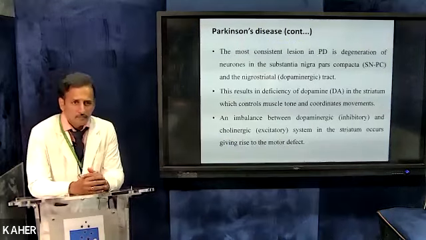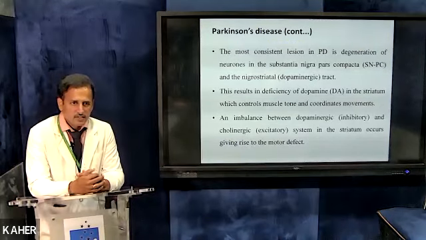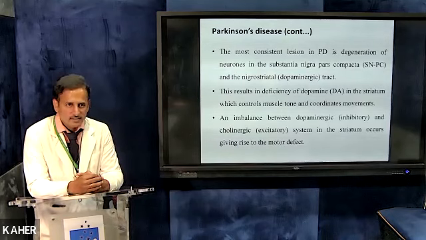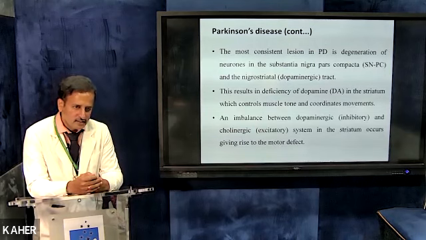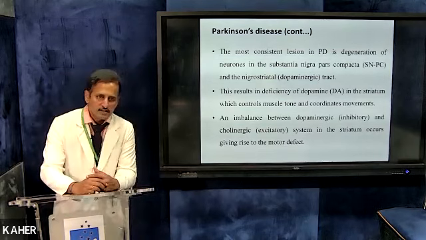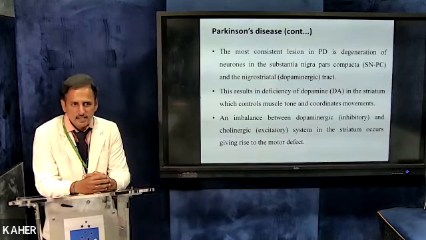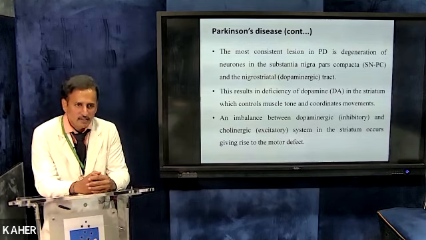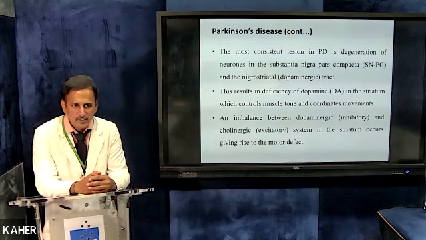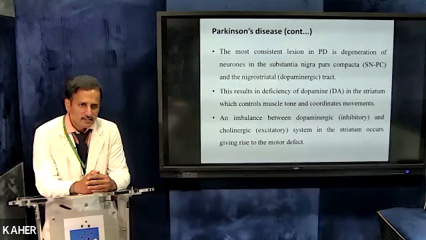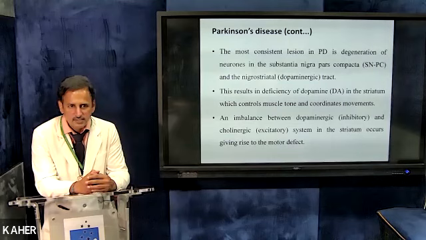The major cause of Parkinsonism disorder, as already told, is that it mainly affects the substantia nigra pars compacta in the CNS, where there is a degeneration of dopaminergic neurons. This results in a deficiency of dopamine in the striatum, which controls muscle tone and coordinates movement. That's why you get improper muscle movement and coordination in this patient. It is considered an imbalance between the dopaminergic system, which is inhibitory, and the cholinergic system in the striatum, giving rise to the motor defect in the body.